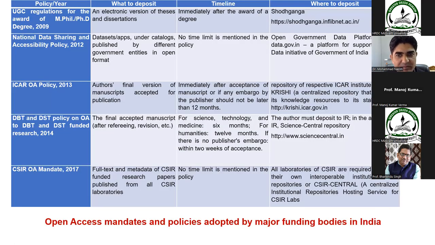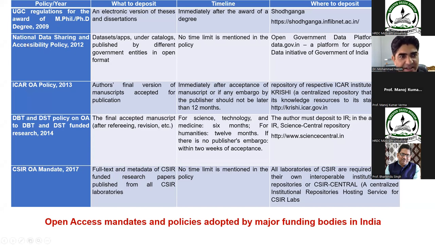Come to the Indian scenario about the open access mandates and policies. First, the UGC regulations for the award of MPhil and PhD degrees, 2009, where an electronic thesis needs to be submitted at the time of submission of the PhD thesis, and it should be deposited to the Shodhganga repository. Today we have Shodhganga, where theses submitted in different universities are available in the public domain. So this is a mandatory provision: the researcher needs to submit the soft copy of the thesis, and this thesis is forwarded to the library of the same institution, and the library uploads the thesis to the Shodhganga repository after the award of the PhD.